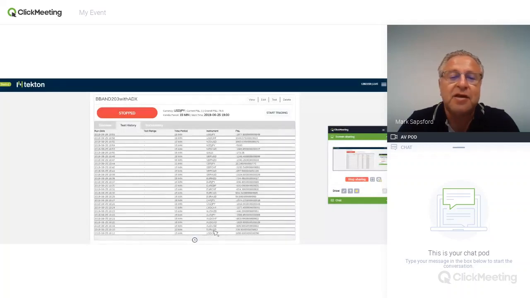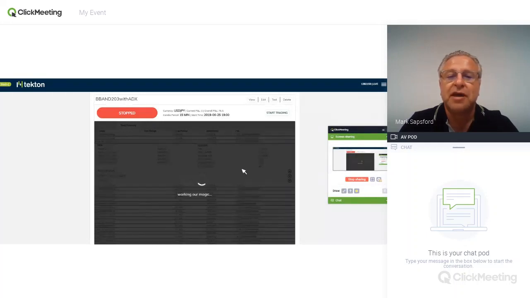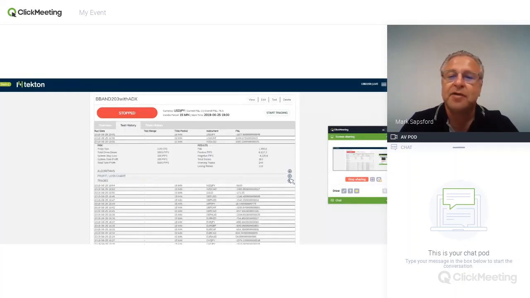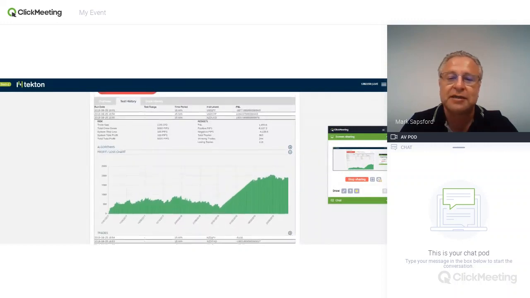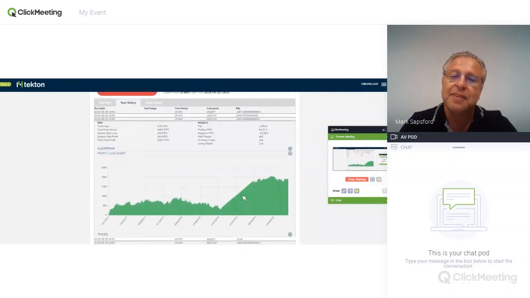So if we click some of these, for example this one, I'll show you the profit loss chart showing you the equity curve. It's had a steady growth, but for the period of this year, as you can see, it's actually grown quite considerably. In fact, it's made over 1,500 pips profit in this year alone. So that's just that one.